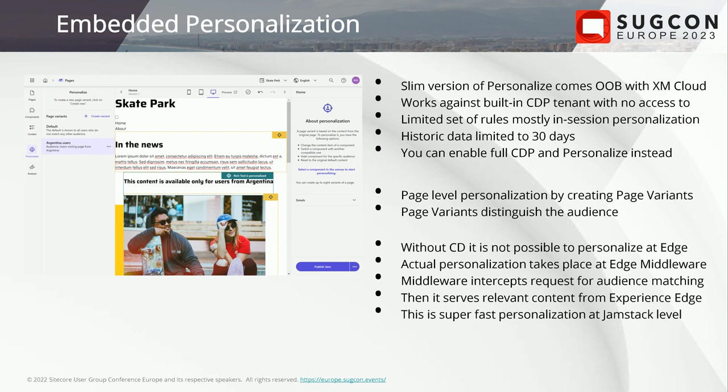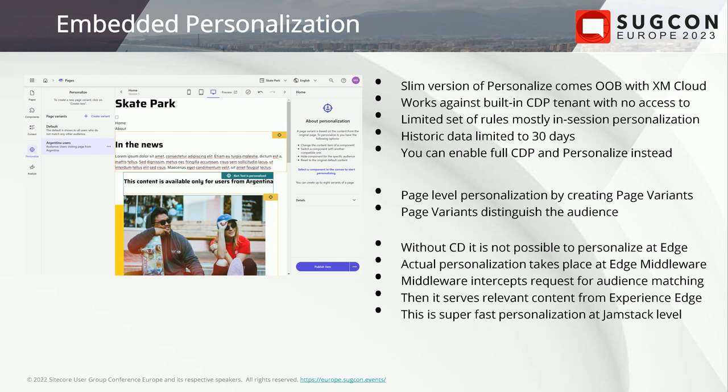However, there is no way you can manage the built-in personalized tenant directly from your XM Cloud interface. If you check it carefully, you can still find some rules which are based on historical data. Example of a history-based rule is the number of page views within the past number of days, but maximum 30 days. Of course, once you enable full Sitecore Personalize, a set of tools will expand and the functionality will be much wider.